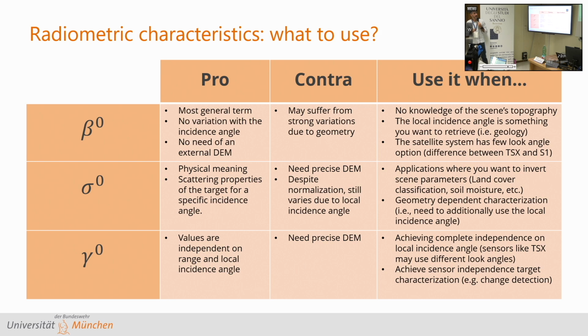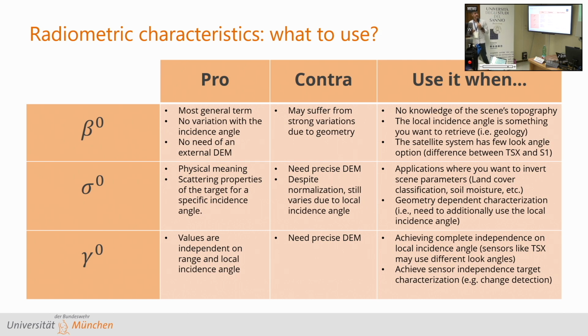Contrast, something that we don't like is that it may vary a lot due to the geometry. Of course, we didn't compensate it, but this can still be useful. So when you don't have any knowledge of the scene topography, it can be used, or when the local incidence angle is something you want to understand from your data. So don't compensate it if you have some dependency on the local incidence angle and you want to know your geometry. So you can use the beta.